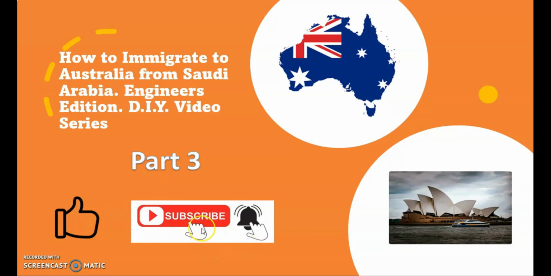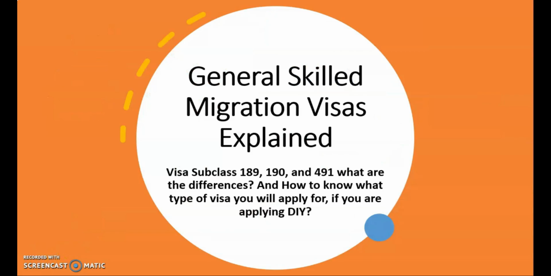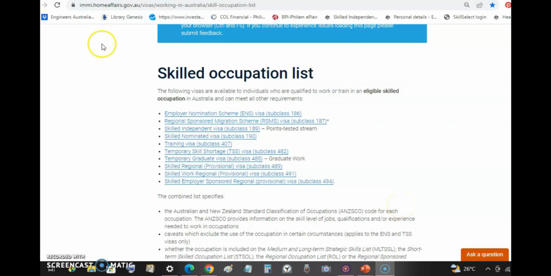Moving forward, we're going to talk about the GSM visas, which are 189, 190, and 491. I'm going to explain the major differences here and how to know what type of visa you will apply for, depending on your profession. We are now on the Home Affairs website again. You can follow this link, and I will also try to add it in the description box.